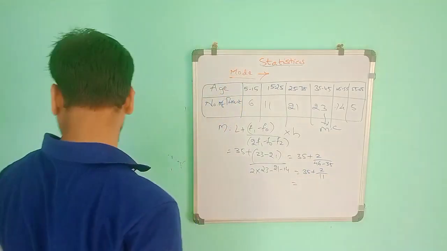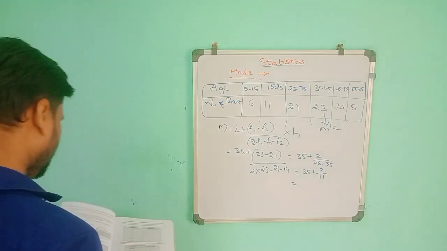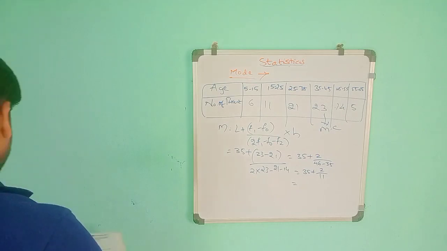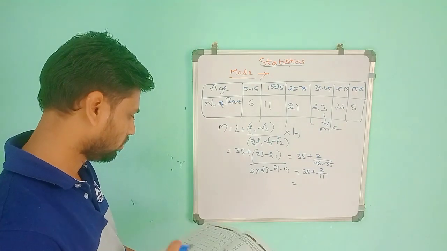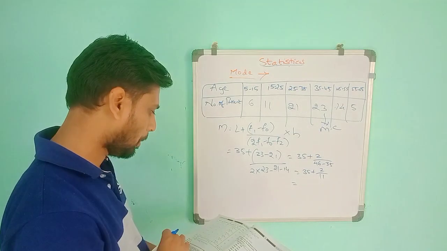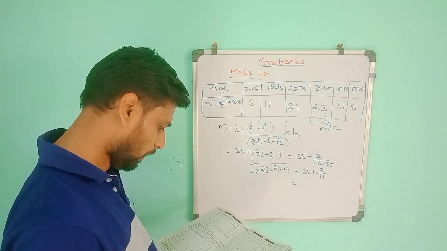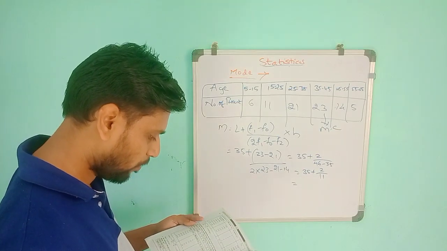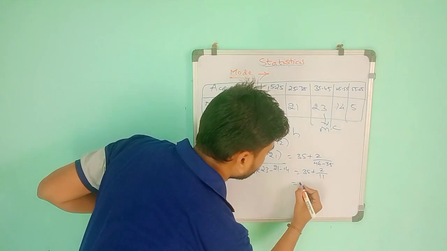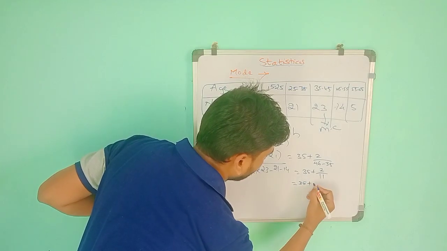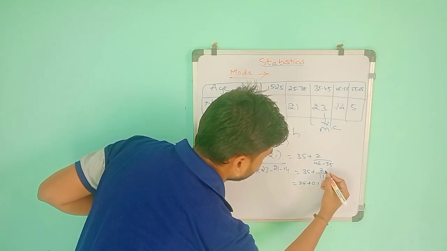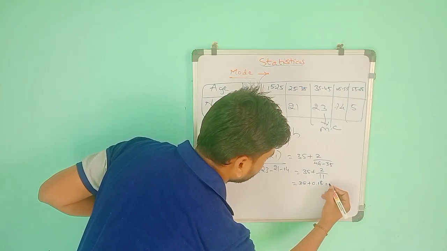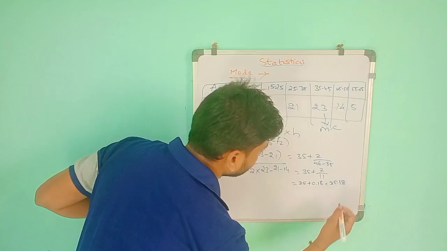So this will be approximately 35 plus 2 by 11. 2 by 11: 11 1s are 11, so 20 minus 11 is 9, 90 means 11 8s, so 0.18. This will be 35.18.